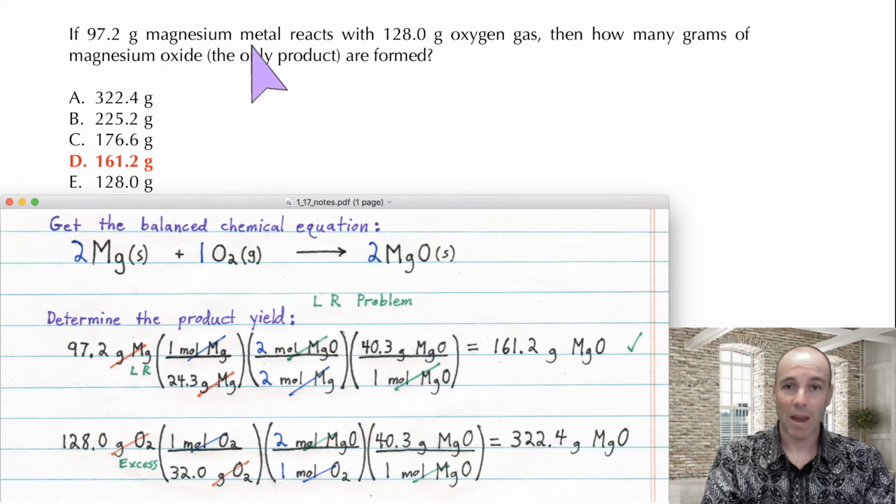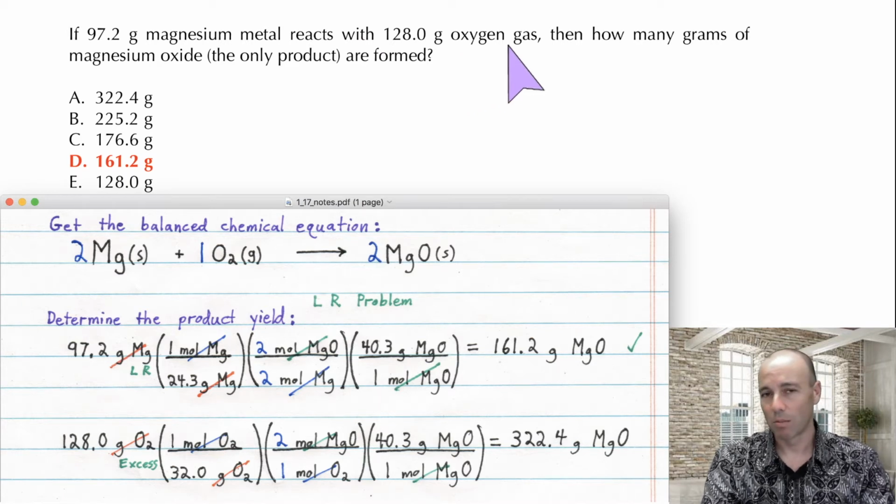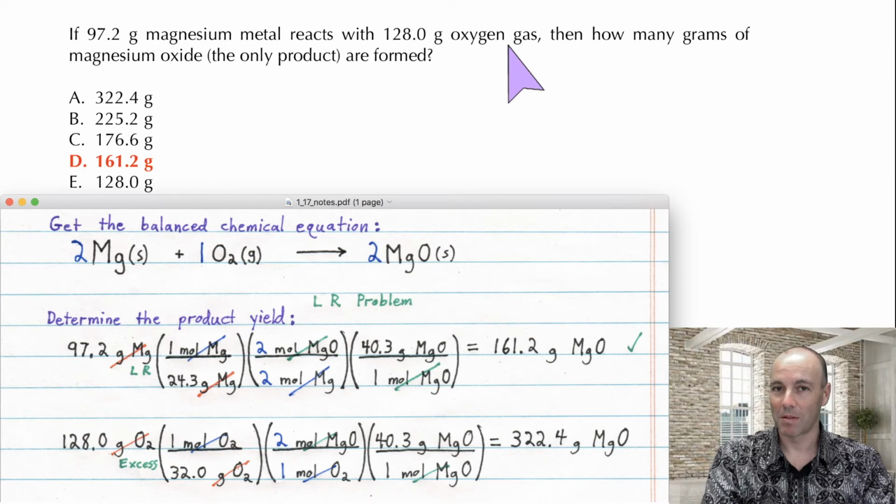If all of that reacts, then what is the product yield? And then starting with the other reactant, if all of the 128.0 grams of oxygen gas reacts, then how much product yield would that result in? And then it turns out that one of the answers is going to be the correct one. So let's start with the magnesium.